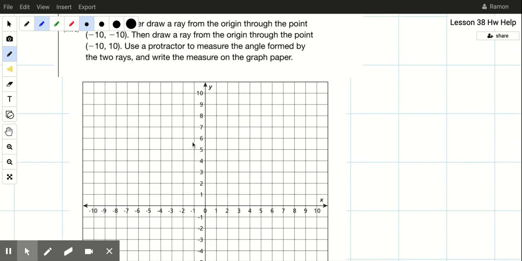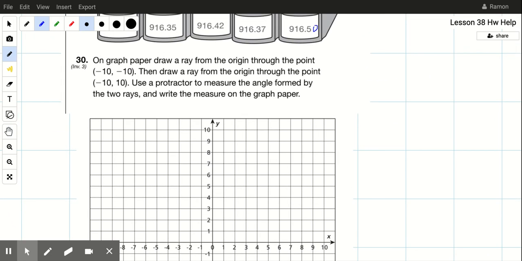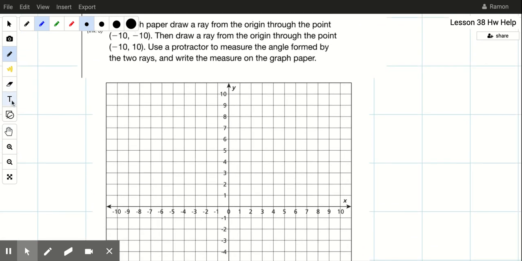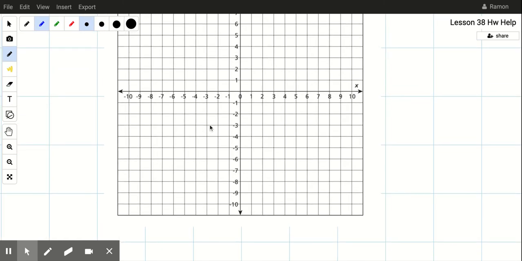For number 30, you guys might not be able to access a graph, but if you just draw it to the best of your abilities, we'll go with that. So let's read this problem. On graph paper, we'll now draw a ray from the origin, which is 0, 0, to the point -10, -10, which is in the 3rd quadrant. So that's the first thing we're going to do. We're going to draw a point at -10, -10.